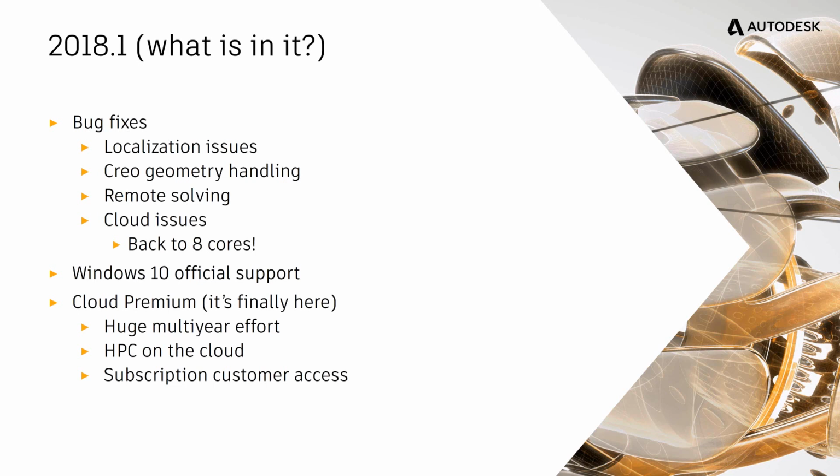Obviously, there are some bug fixes, some localization issues. For instance, the Korean language had some issues with localization as we went to release. So we fixed those, right? Some of the geometry handling has been updated. We also had some Creo geometry handling updates. And other things, just major points, are a lot more than this. These are some major bullet points. For people that might have experienced some performance degradation, that is resolved. Remote solving was resolved for 2018.1.